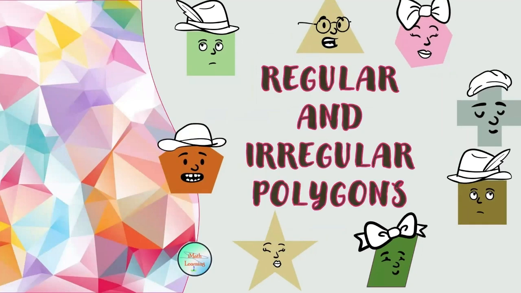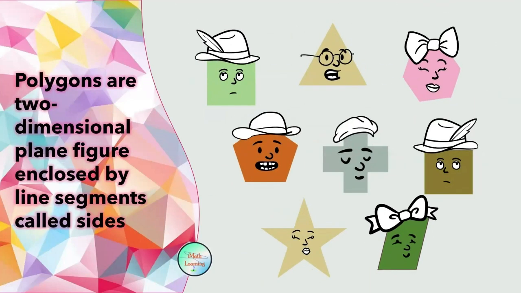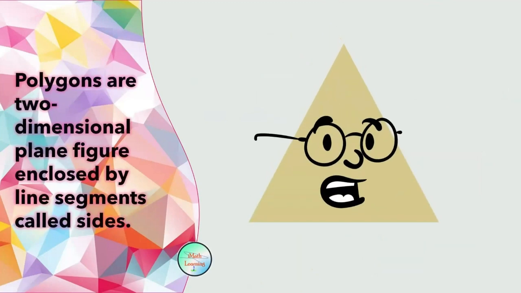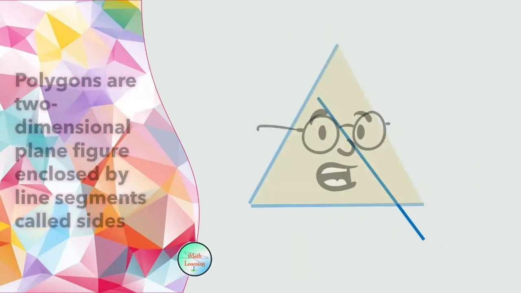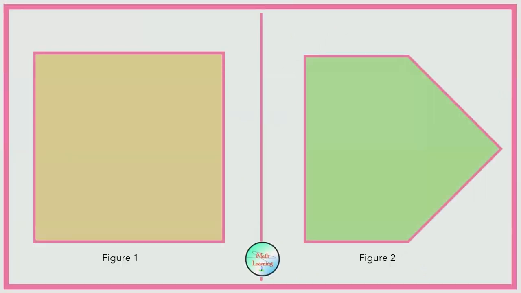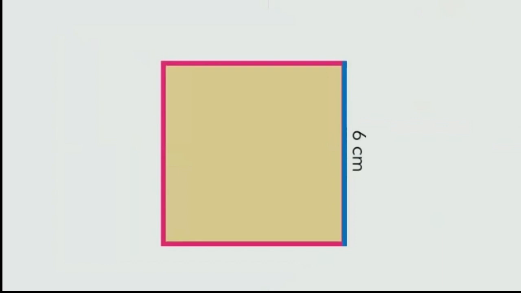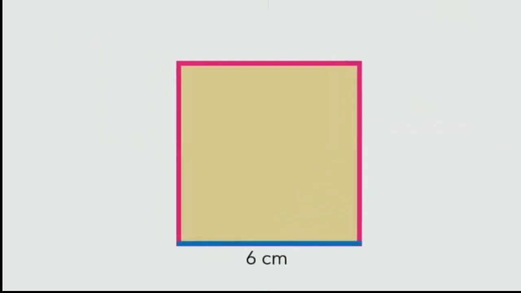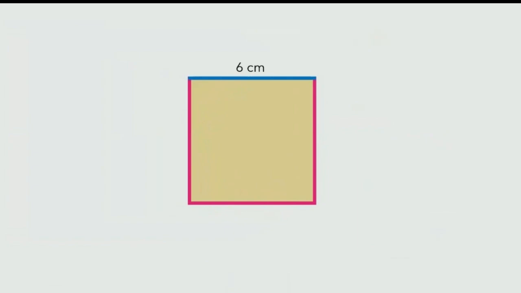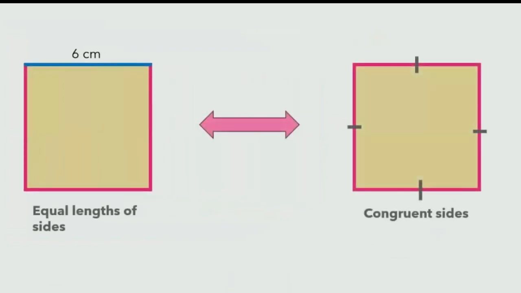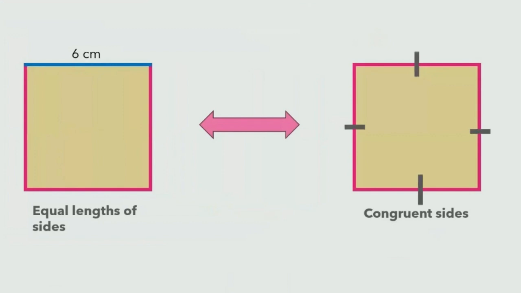Regular and irregular polygons. Remember that polygons are two-dimensional plane figures enclosed by line segments called sides. Take a look at these polygons. In figure 1, we can see that each side measures 6 centimeters. That means the length of each side is equal. In geometry, we can use congruent marks to emphasize that the sides are equal, or we can say the figure has congruent sides.